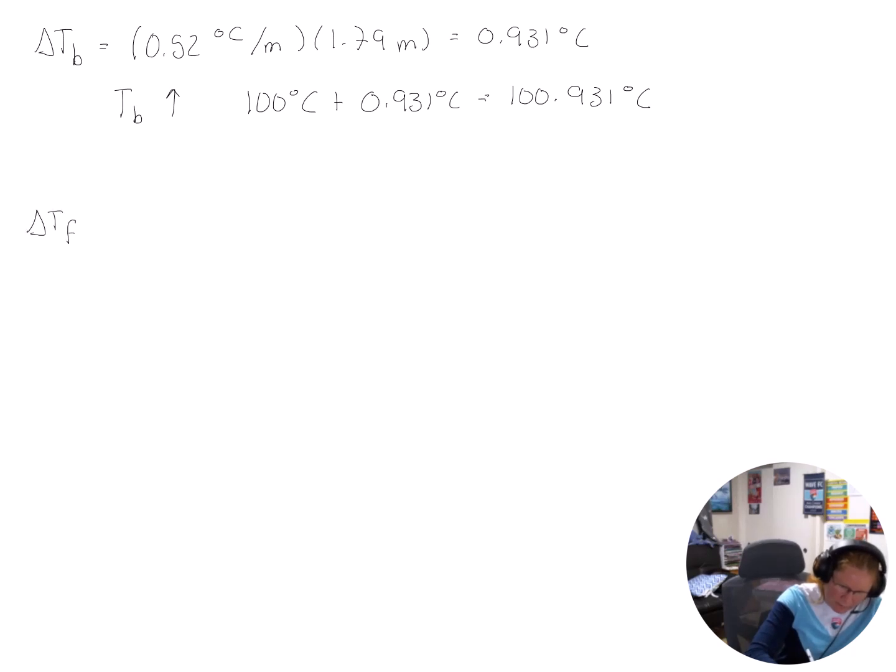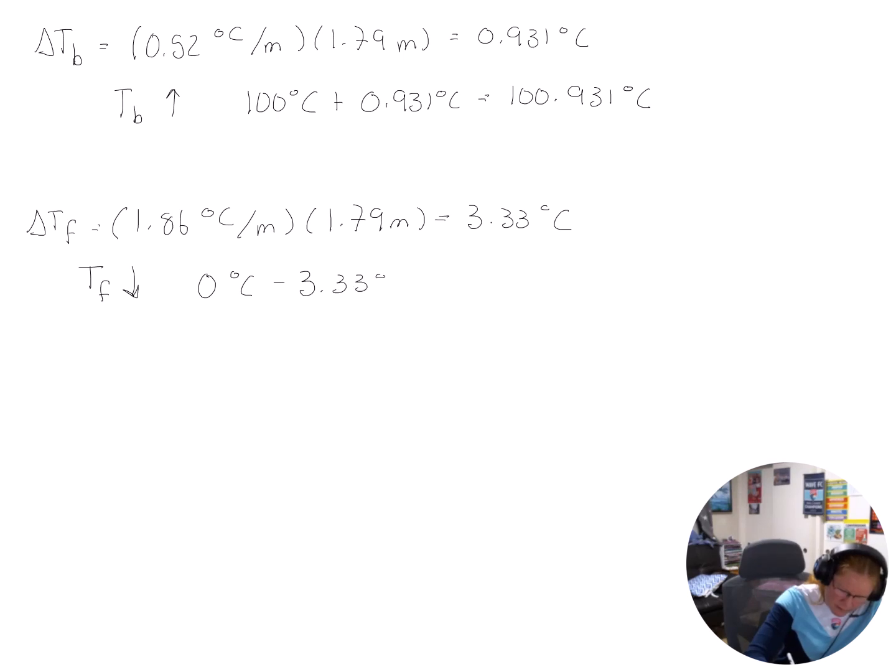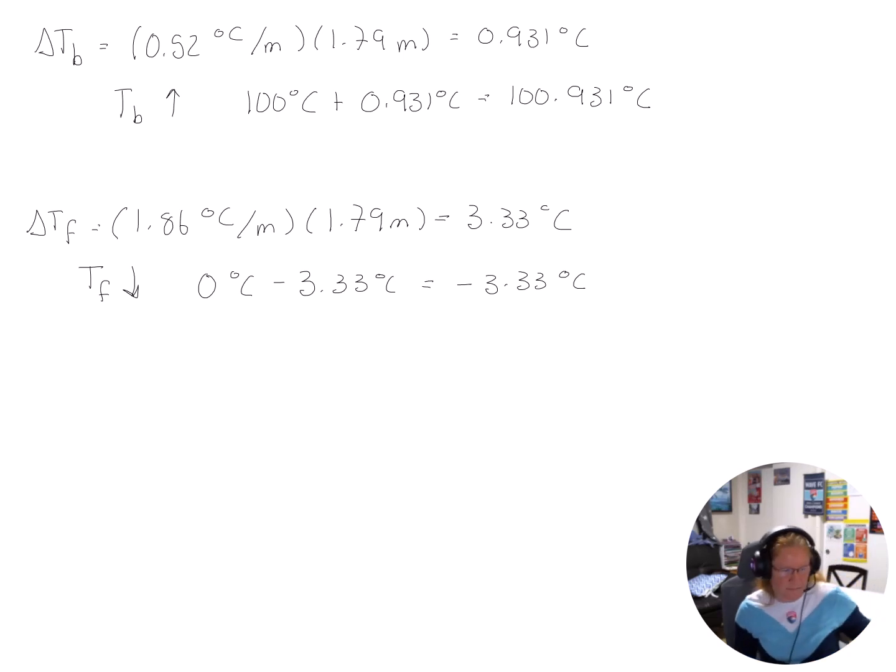Okay, my freezing point, 1.86 degrees Celsius per molal, same solution, so still 1.79 molal. We get 3.33 degrees Celsius. So now remember it's freezing point depression. So we're going to take our original freezing point of water and subtract from it our new freezing point. So we get negative 3.33 degrees Celsius. Okay.